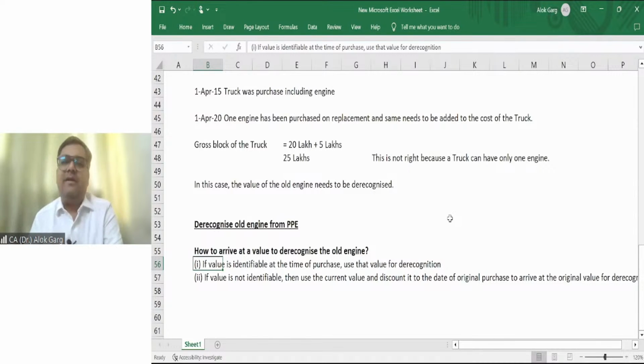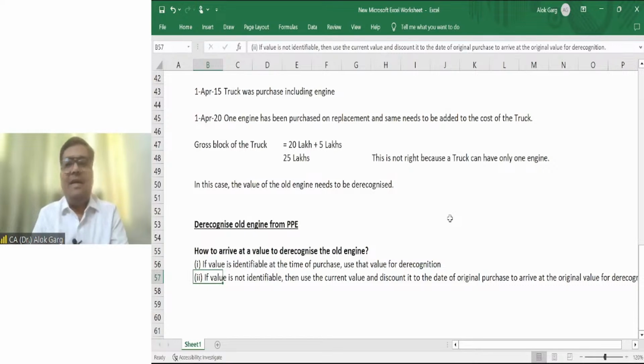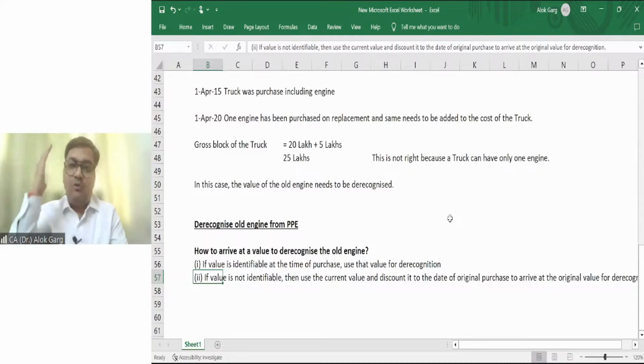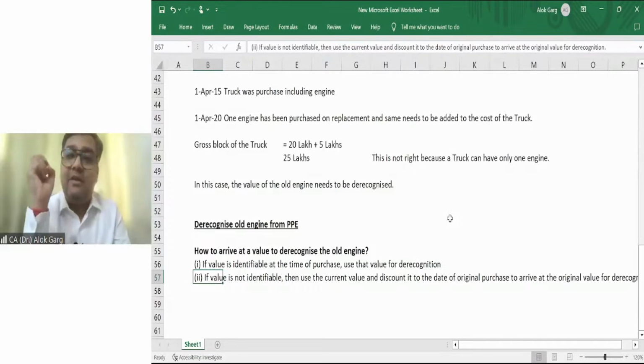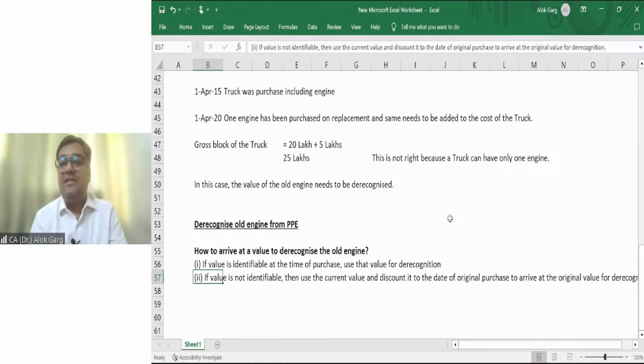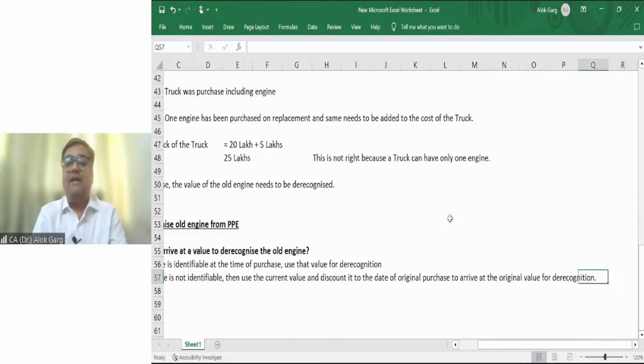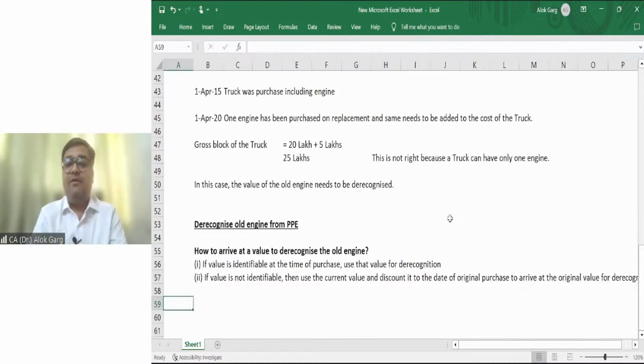But in this case, you are not aware. So the standard says that if the value is not identifiable, use the current value. What is the current value, sir? 5 lakh. But is today's 5 lakh equivalent to the 5 lakh 5 years before? The answer is no. Five years back, the value is lower than this 5 lakh rupees as of today. So the standard says that if the value is not identifiable, use the current value and discount it to the date of original purchase. Arrive at the original value for de-recognition.